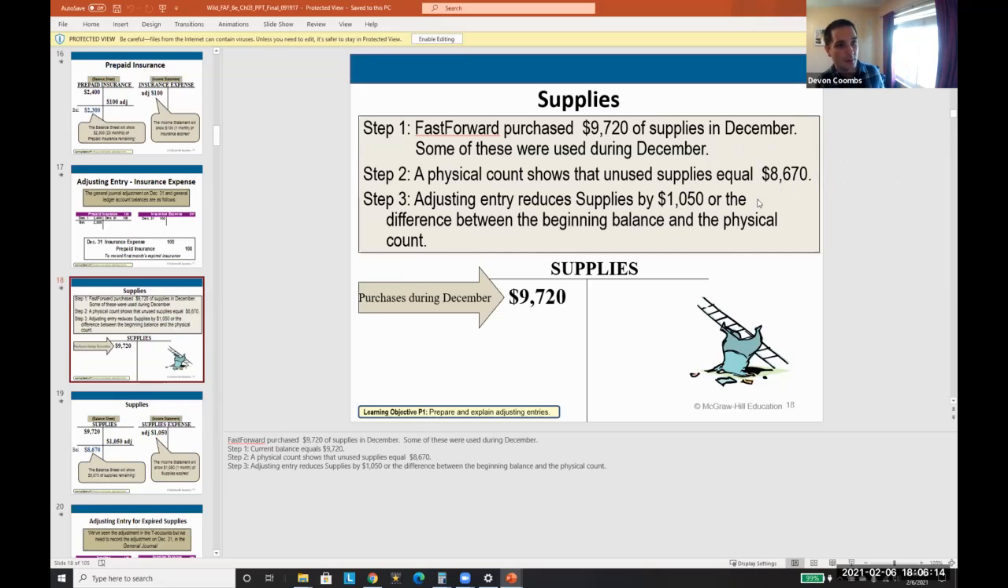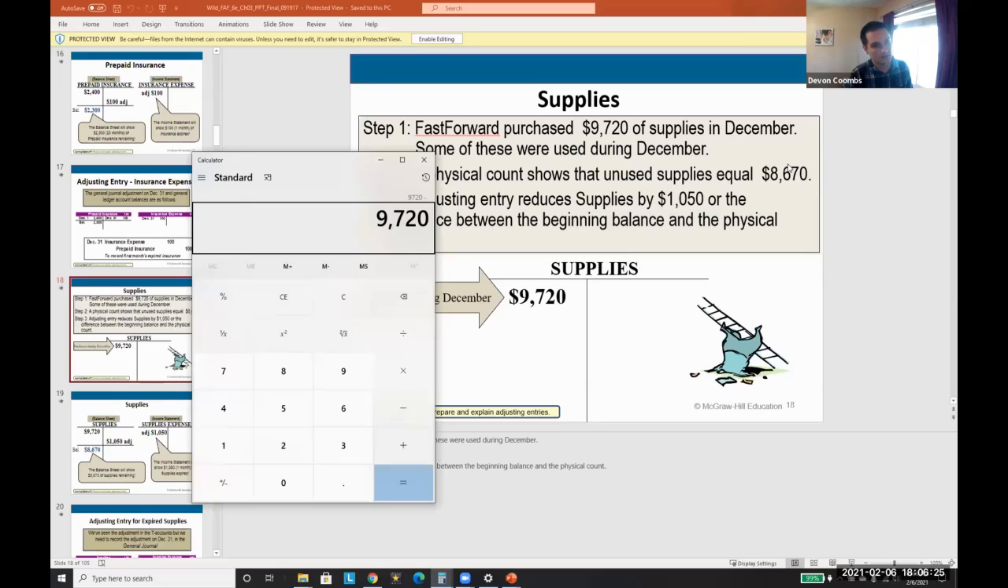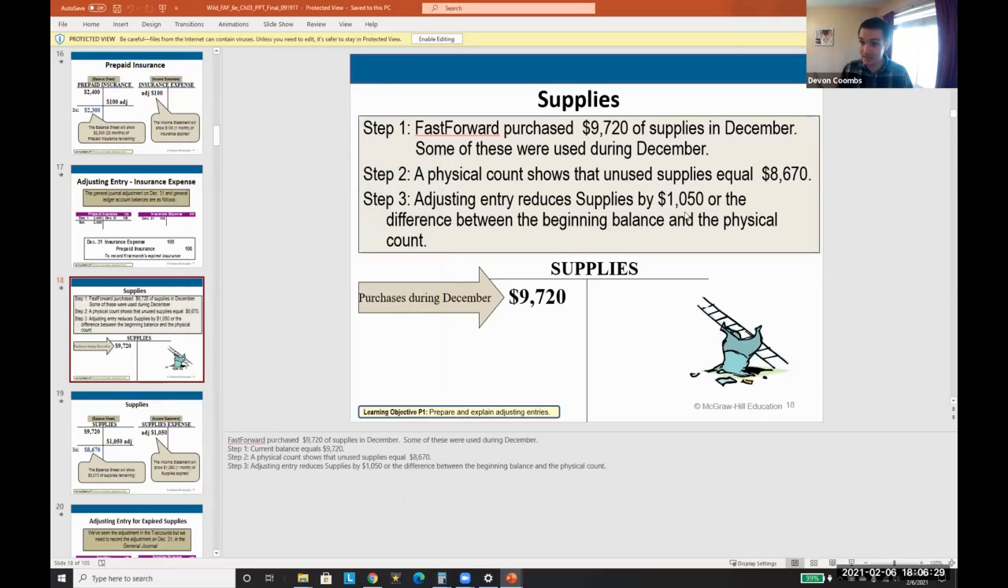And so of that, we need to make an adjustment, right? No cash changed hands, but at the end of the month, to make our financial statements correct, we have to make an adjustment. What is that adjustment? You just do the math here: 9,720 minus 8,670 is 1,050. So what's that adjusting entry? Now that we've used the supplies, what do we have to do? We have to expense them. So what's the journal entry for that? What would we debit? What would we credit?